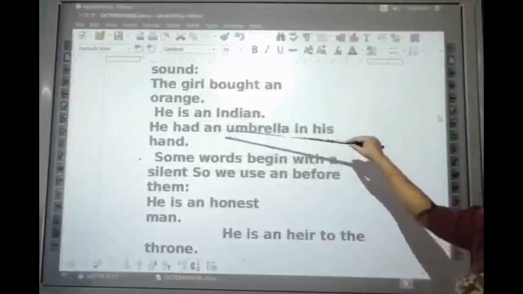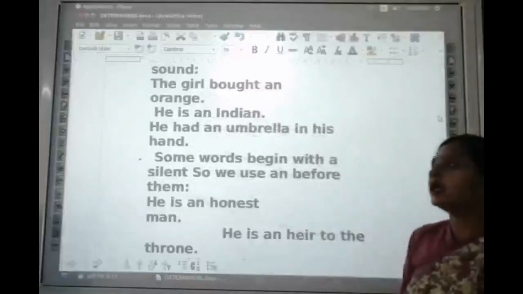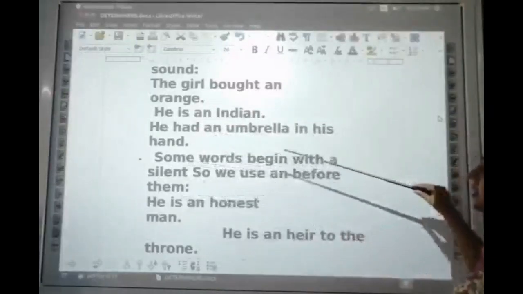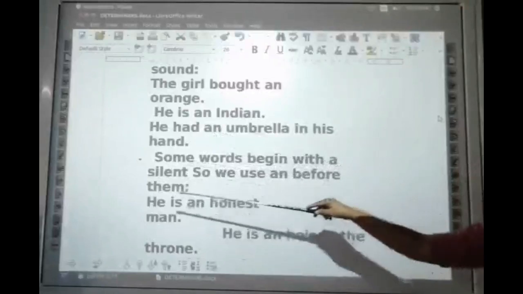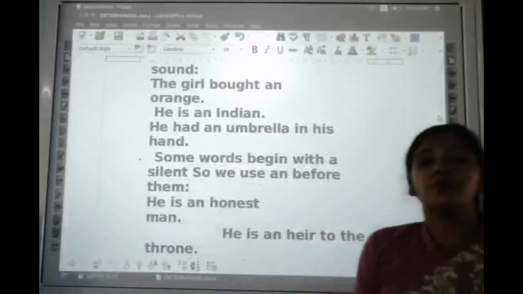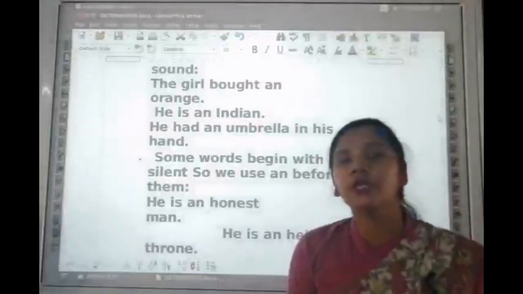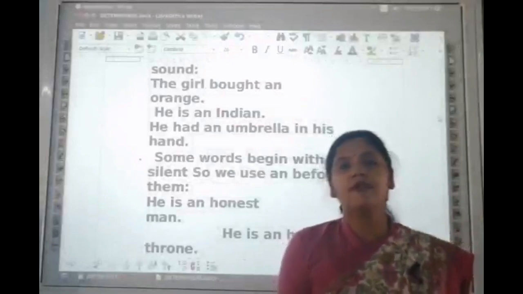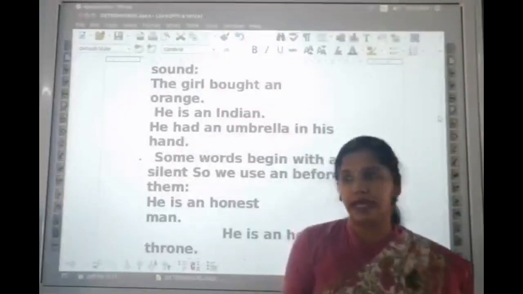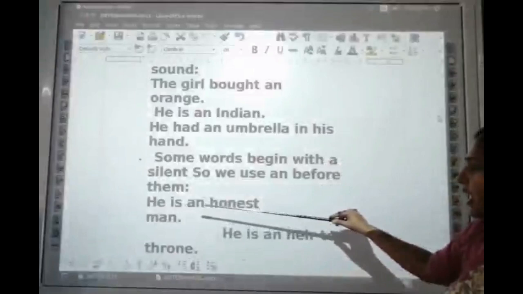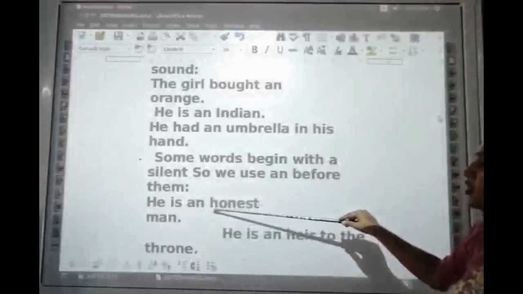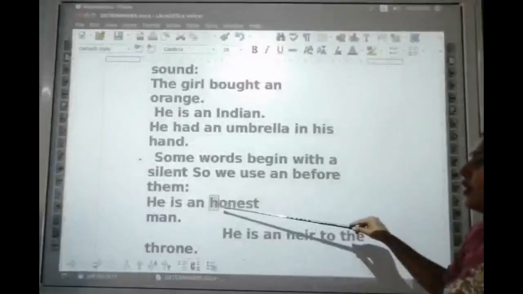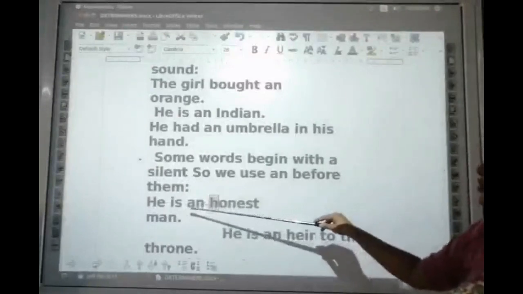And umbrella, U is not presenting the U sound here but the sound of A. That's why we are using AN here. Some words begin with a silent letter, so we use AN before them. For a few words, the first alphabet is always silent. When we pronounce the word, we do not pronounce that alphabet, like he is an honest. See, the alphabet H is silent. We start to pronounce the word from the O. That's why we are using AN here.